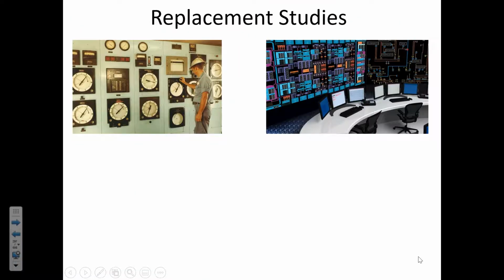All right, let's talk about replacement studies. The photo on the left is a control system at a chemical plant, and you can see this is pretty old school stuff. We've got analog dials and an operator standing, observing the instrument panel and making sure that everything is operating smoothly.